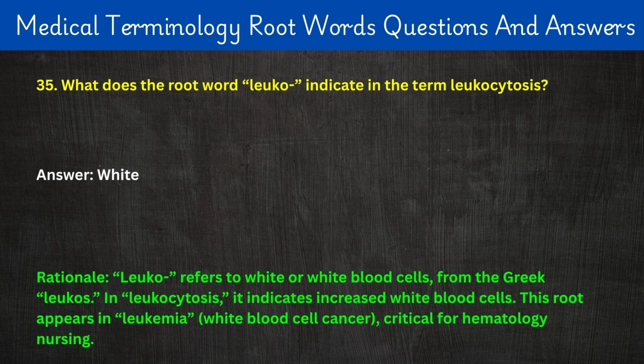35. What does the root word leuko- indicate in the term leukocytosis? Answer: white. Rationale: Leuko- refers to white or white blood cells, from the Greek leukos. In leukocytosis, it indicates increased white blood cells. This root appears in leukemia, white blood cell cancer, critical for hematology nursing.